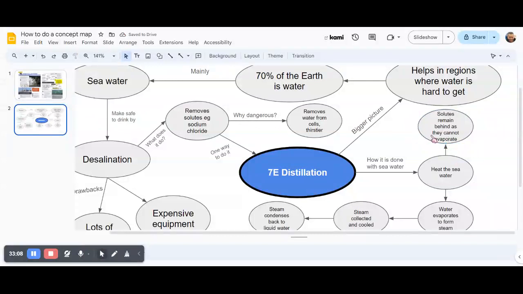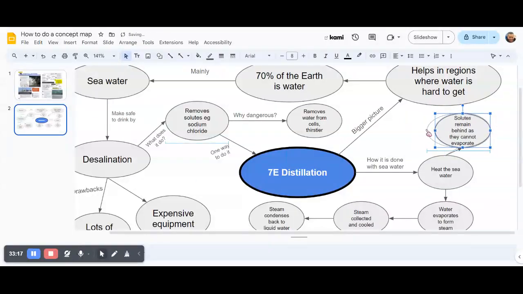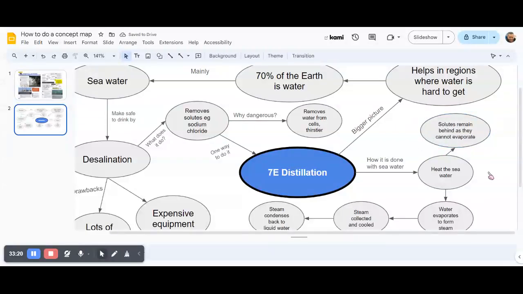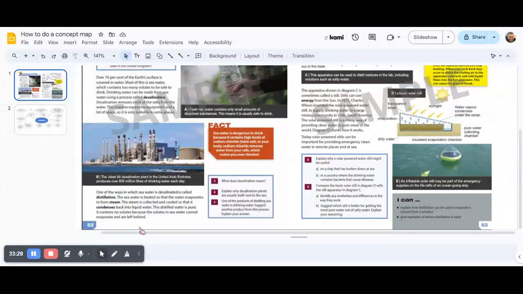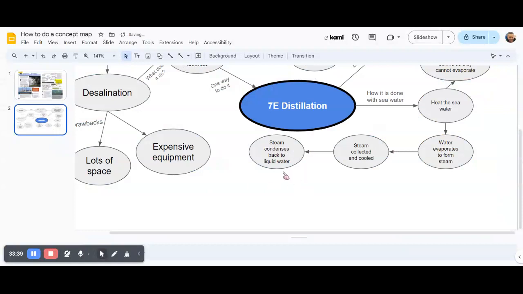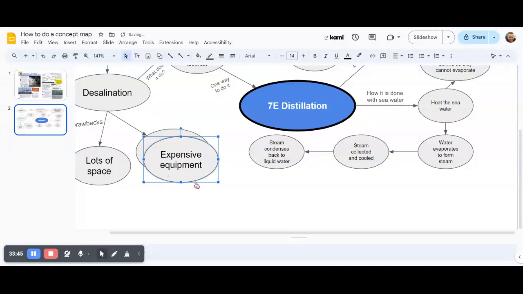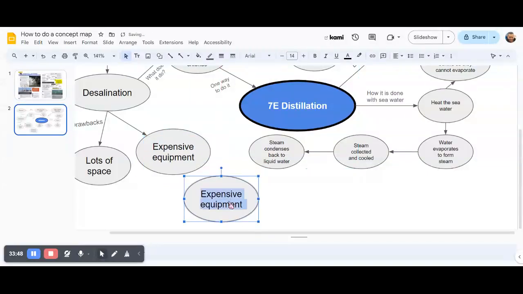Okay, so if I now push that to the place above, okay, so here it is, right? And then just link that arrow here to that bubble. Now what I can do is I can actually move this and I can just manipulate this here. Okay, so the solutes remain behind as they cannot evaporate. Okay, and over here, have we got all of the facts? That's also the input. That's the most important thing. Distilled water is pure; it contains no solutes because the solutes in seawater cannot evaporate. In our left hand, we've got that bit. Distilled water is pure; it contains no solutes. Is what I want to put in.